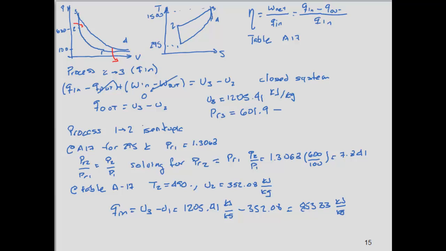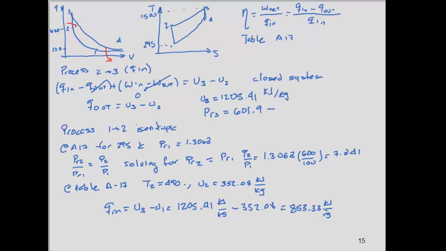Let me write it again. Well, I think that's clear. No, let me do it again. You mentioned that sometimes you didn't get my handwriting, so let's do it right. So this is 853.33 kilojoules per kilogram, and this is part of what we need. Now we need Q out.